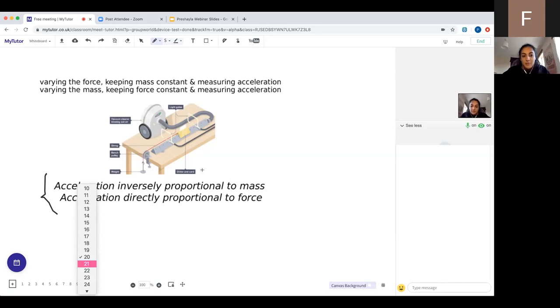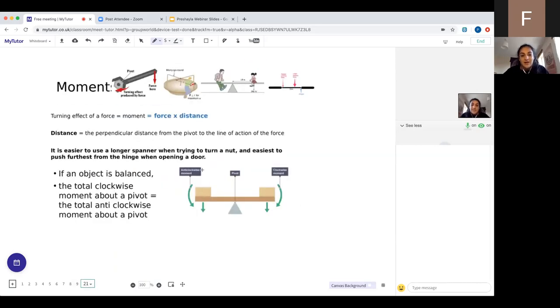Then we talked about moment. So moment is the turning effect of a force. So if we put a force to turn something, for example, a spanner, a merry-go-round, a seesaw, or a door, they all create a moment. It's a force that rotates something. So moment equals force times distance. That's the equation that we use for the moment of that force.